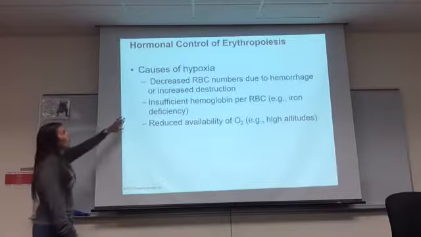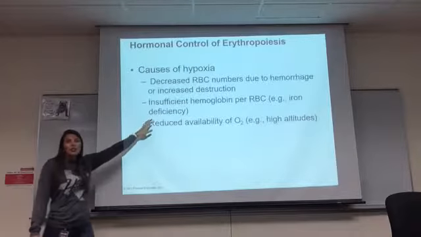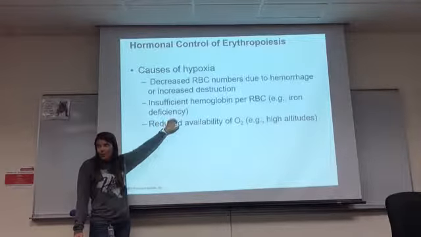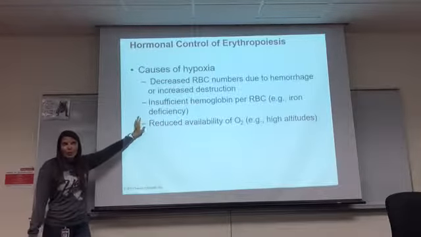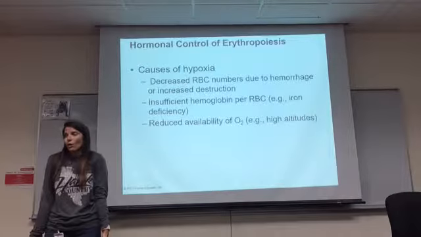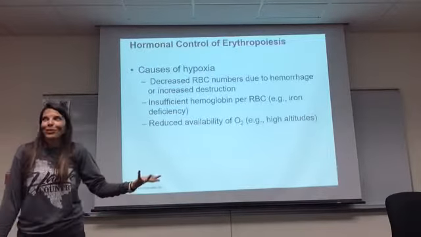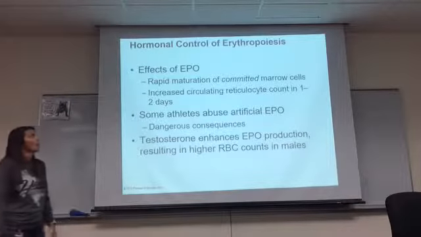Okay? You might also have an insufficient amount of hemoglobin. This is usually due to iron deficiencies. Whenever someone says I'm anemic, this is what they're referencing, and I'll get there in just a moment. And it might also be that you're hypoxic because there's not enough oxygen in the atmosphere, so that's what we were just discussing on the acclimatization.